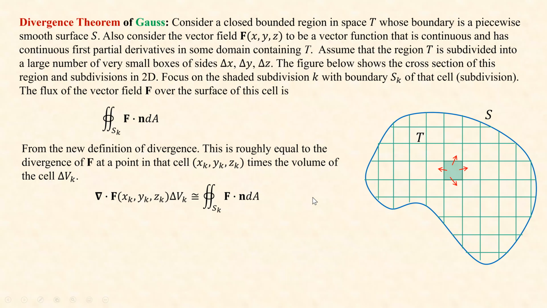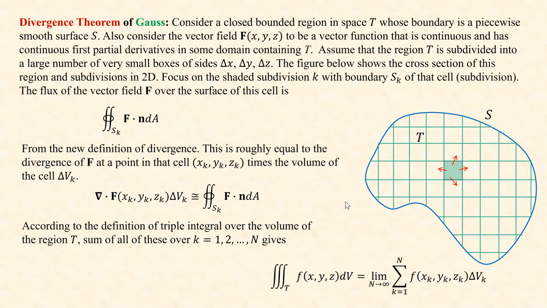All right. So we have that, and then remember the triple integral we defined. The triple integral of any scalar function dV is the limit of the sum of f evaluated at that xk, yk, zk times delta V as the number of the cells goes to infinity and each one shrinks to 0. All right, so we are going to add all of these divergences over the three-dimensional region T, okay?